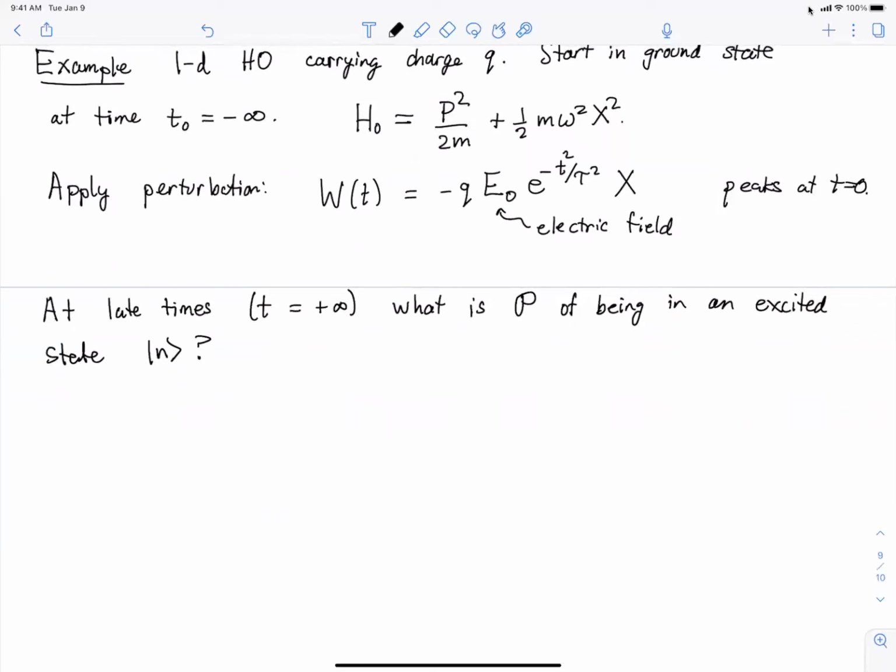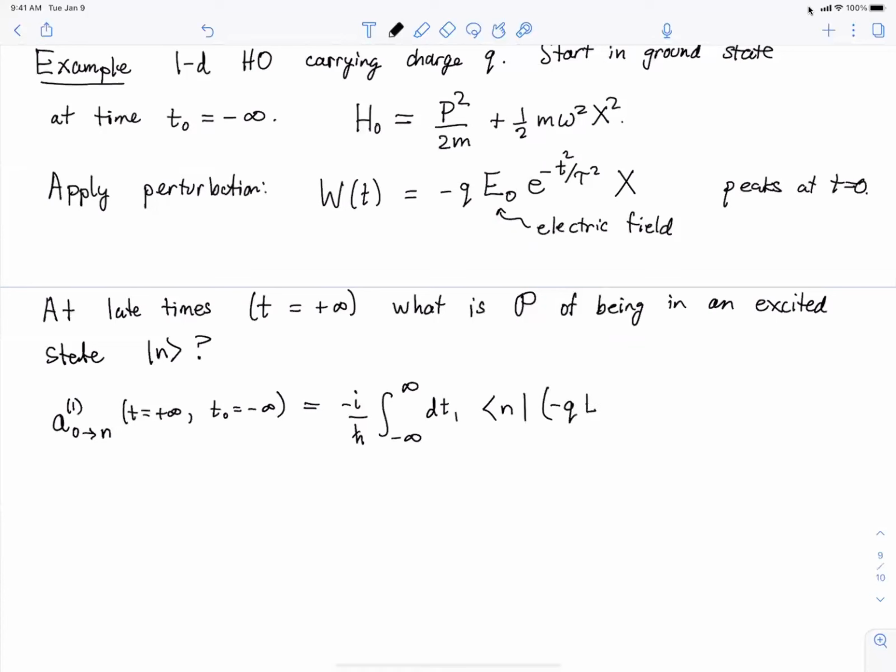Okay, so to do that, we need to calculate the transition amplitude. And we're going to do that in first order in perturbation theory. So we're going to say, what's the probability of starting in the ground state, ending up in the state n at t equals plus infinity, given the initial state at minus infinity. So we trust our formulas, which say this should be minus i over h bar, integral from minus infinity to infinity, because those are the relevant times now, dt1, matrix element. N is really our final state that we were calling m before. And there's minus q e0.